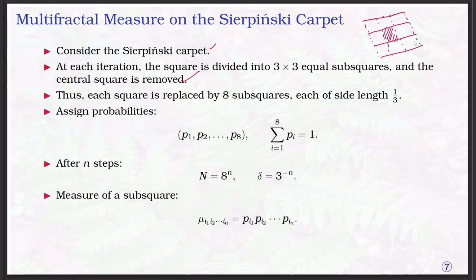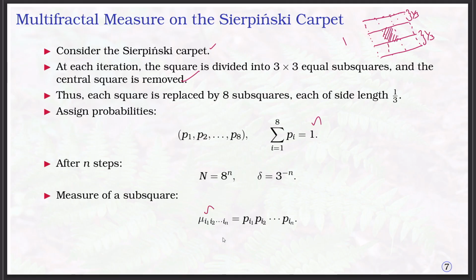Now after the first step, we have 8 squares, each of side length 1 by 3. For each of these boxes, we assign the probabilities P1, P2 up to P8, such that the sum of the probabilities equals 1. Similar to the von Koch curve, there are 8 power n squares in each iteration. After the nth iteration, you will get 8 power n subsquares, each of side length 1 by 3 power n.